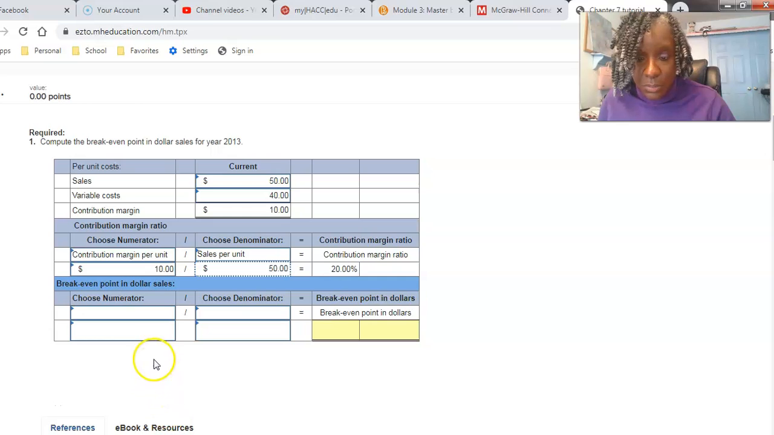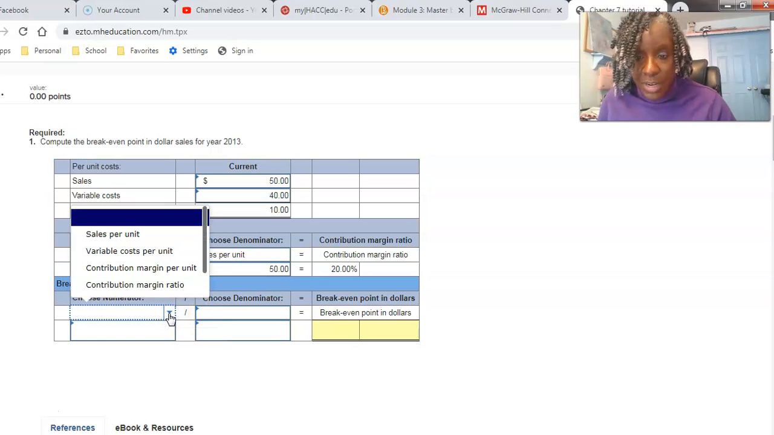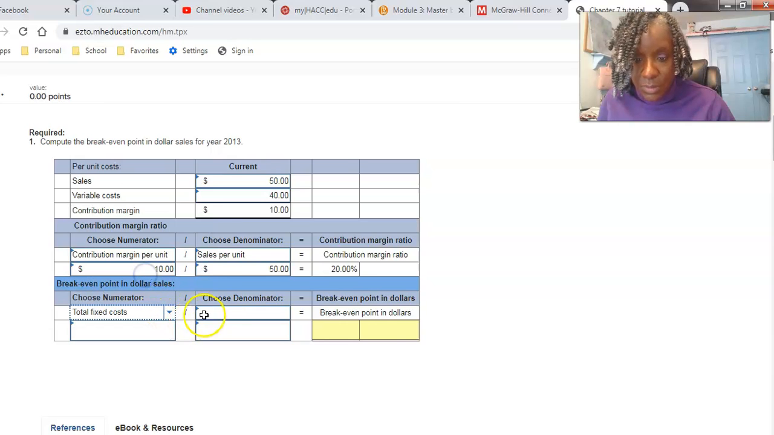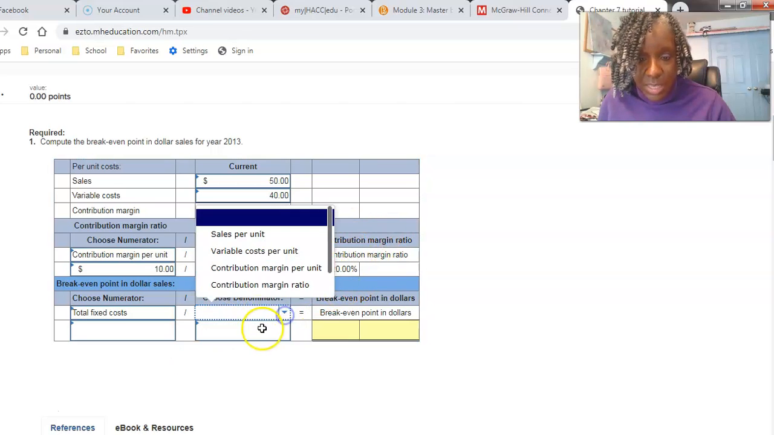Now we are going to compute the break-even in dollars. What do we need to do? Before we put the numbers in, let's just put in what the calculation is. What are going to be the variables that we're going to divide together? Because here we are dividing. So our numerator is going to be our total fixed costs. What's going to be our denominator? You guessed it, our contribution margin ratio, which in this case is 20%.